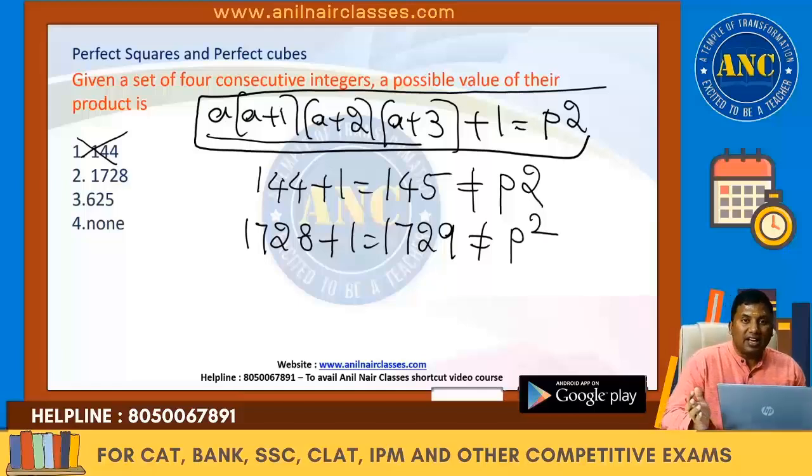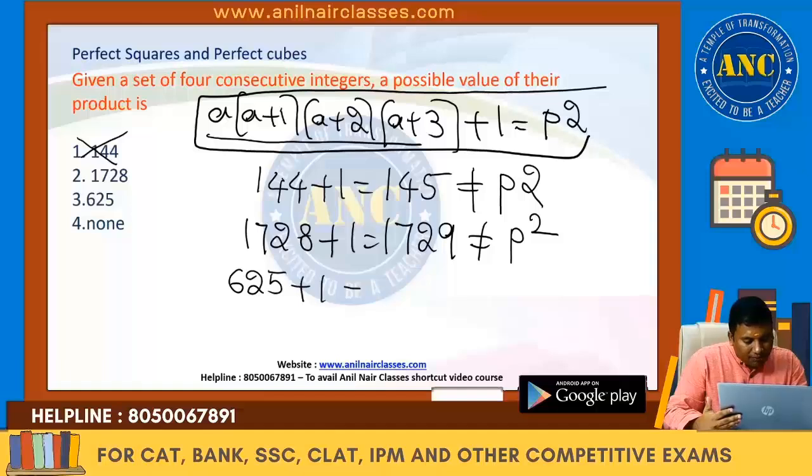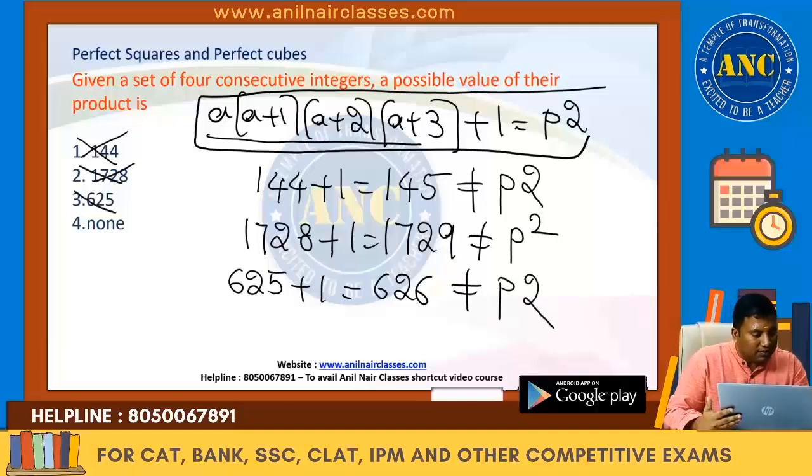I hope it is clear, right? 1729 is not a perfect square. In case 625 plus 1, which is 626. 625 is a perfect square. First three options are incorrect. So the answer for this question is 9.